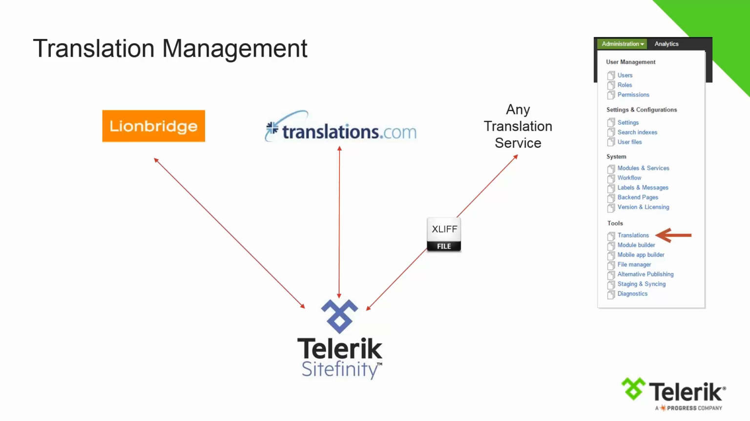And looking at a lot of studies that we've seen, what we've done can decrease your level of effort by up to 60%. Now, one of the things we like to do is make sure that we are standards-based. So we're using the XLIF standard to make sure that you can really connect to any translation service that you'd like using our APIs. So if you'd like to use the things out of the box with Lionbridge and translations.com, perfectly fine. If you have another service that you'd like to use, that's fine as well. And you can use our API and our XLIF file export.